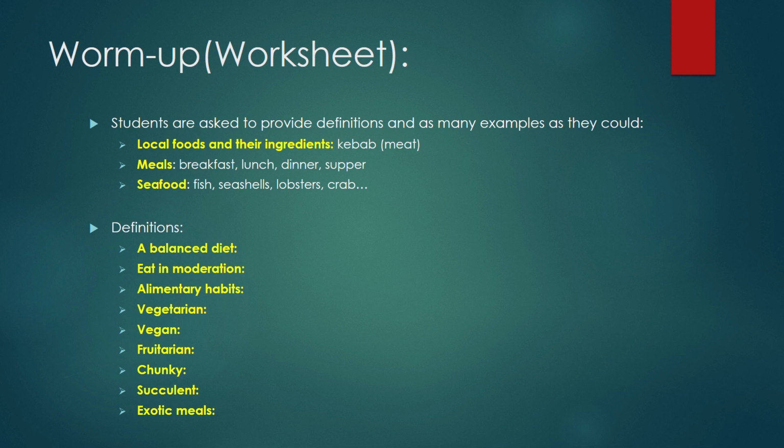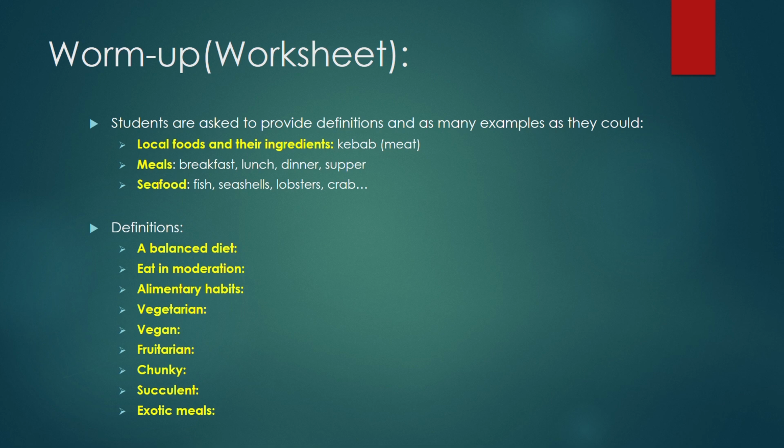So we will have different types of ingredients. In this case, for example, we have kebab, which is normally on the basis of meat. We have meals, breakfast, lunch, dinner, supper. So these are meals. Supper is normally the, let's say, food serving you will have between lunch and dinner.